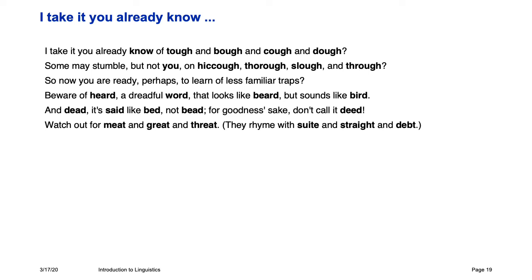Here is an illustration. I take it you already know of tough and bow and cough and dough. Some may stumble, but not you, and hiccup, thorough. And then you say, how is this one pronounced, etc., etc. This is where the dictionary comes in. And this is also where you see that the alphabet as such is not suitable for phonetic transcription, simply because OUGH has very many different pronunciations.